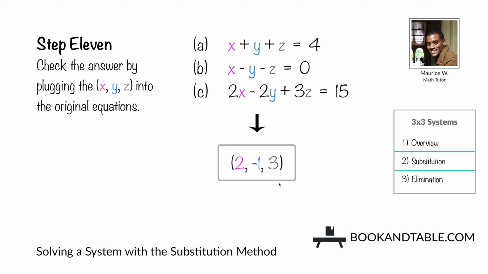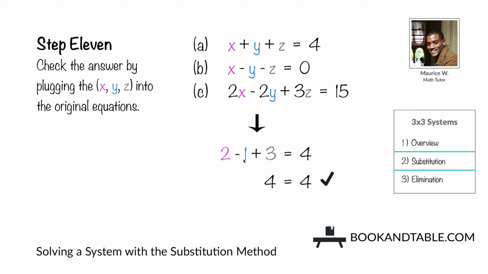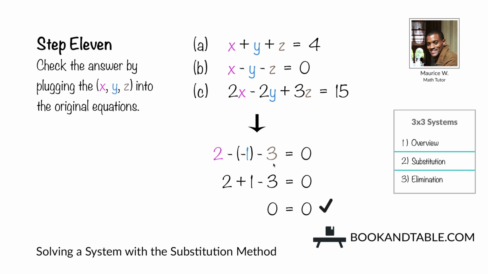In step 11, check the answer by plugging the x, y, z, 2, -1, and 3 into the original equations. When we do so, we get 2 minus 1, which is 1. 1 plus 3 is equal to 4. So the true statement, 4 is equal to 4, confirms that these are the correct values for x, y, and z for equation A. For equation B, we get 2 minus -1, which would be 2 plus 1, which is 3. 3 minus 3 is equal to 0. So the true statement, 0 is equal to 0, confirms that these are the correct values for x, y, and z.